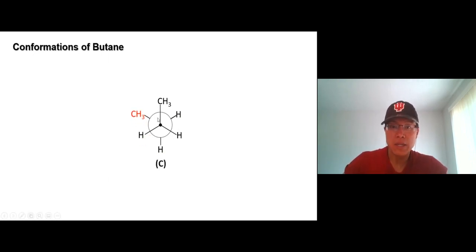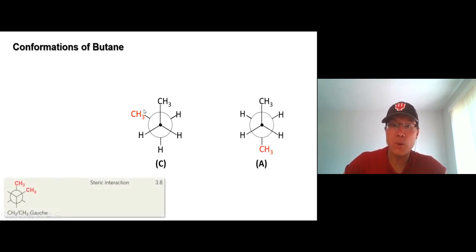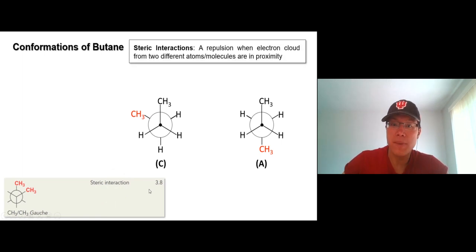Another 60 degrees. So we go back to a staggered conformation, but it's not staggered like the one in A. When these 2 methyl groups get closer, they have a little repulsion called steric interaction, which costs about 3.8 kilojoules per mole. Steric interaction is a repulsion when electron clouds from 2 different atoms or molecules are in proximity. They just repel. So it's less stable than the conformation where the 2 methyl groups are far apart, but still more stable than the eclipsed.